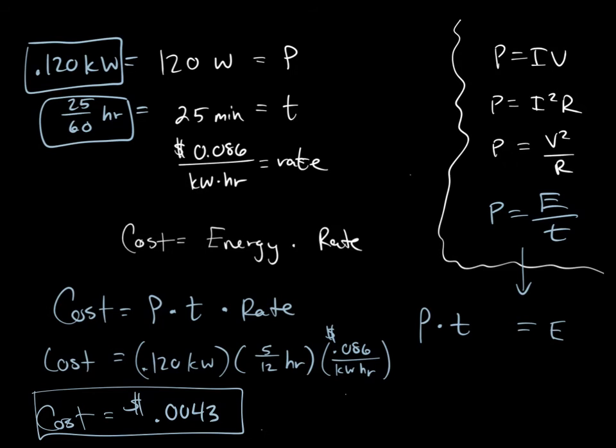Number 102 says the following. A 94 ohm resistor is connected to a 15 volt battery. How much energy is dissipated by the resistor in 6 minutes? So we're just doing power times time, the first half of that last formula. Remember the last formula, it was cost equals energy times rate. Well, now all you're looking for is the energy. That's what this problem is asking for.